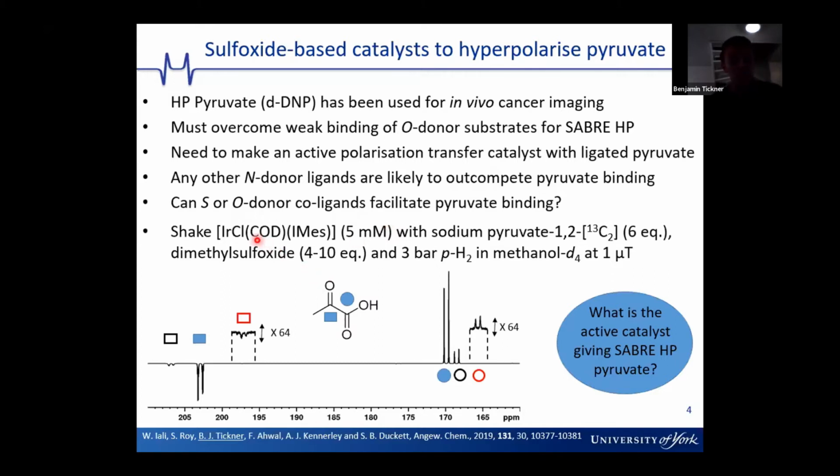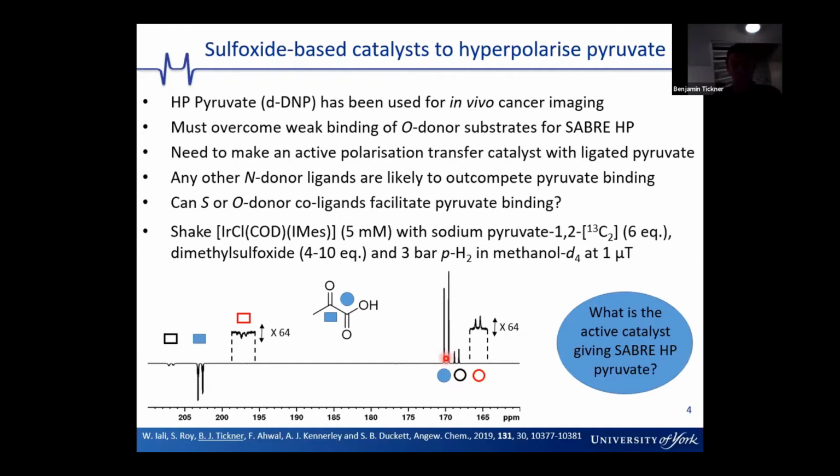what happens if we take an iridium-based SABRE precatalyst, doubly carbon-13 labeled sodium pyruvate, and in this example, dimethyl sulfoxide. If we add them with parahydrogen in methanol and shake them at 1 microtesla, so under SABRE-SHEATH conditions, you can see in our single scan hyperpolarized carbon-13 NMR spectrum, hyperpolarized signals for free pyruvate, shown by the blue shapes here. And in this case, they are enhanced by about 1,000-fold.